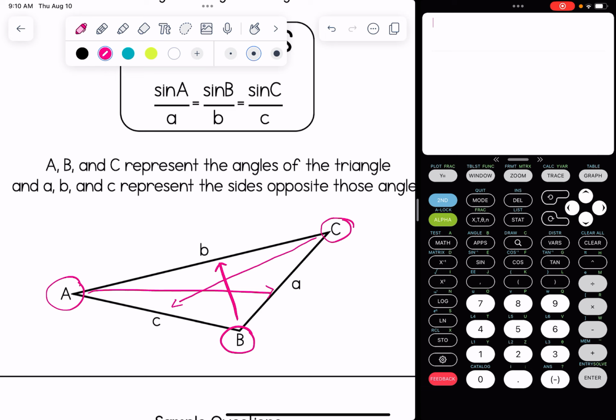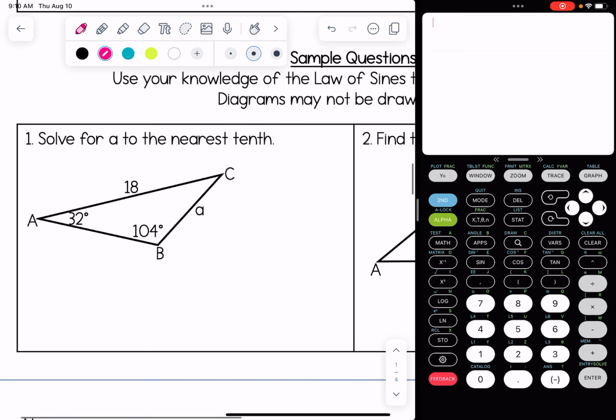When we're doing the problem, though, you don't need to stress so much over that. The A, B, and C, you want to think about just the angles and sides that are opposite one another. So here, let me show you what I mean by that. All right, for number one, we're going to solve for side A to the nearest tenth. So we're going to pick two sides and angles that we know are opposite one another, and that can include the variable. So what I mean by that is we know angle A and we know side A.